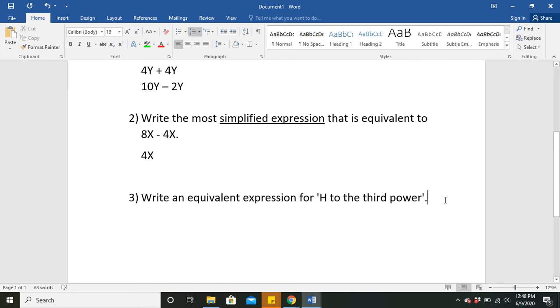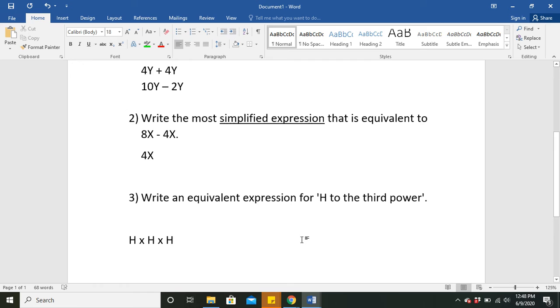And then for the final expression, it said to write an equivalent expression for h to the 3rd power. Now, on your exit ticket, you don't have the ability to write an exponent, but we know that an exponent is simply asking us to multiply the base number by itself a certain number of times. So h to the 3rd power shows that h is the base number, and we're multiplying it by itself 3 times. So this would have been the correct answer for question 3.